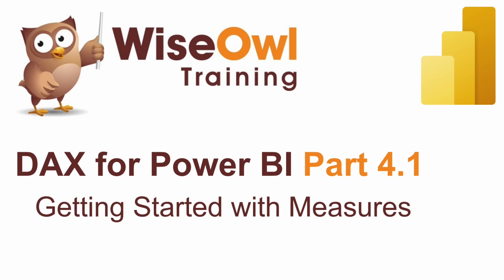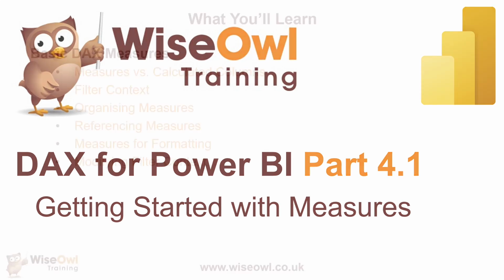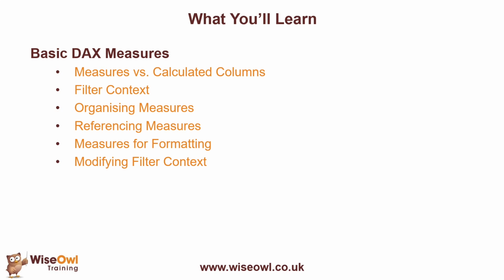In this part of the series we'll introduce some of the basic concepts of working with measures in DAX. We'll start with a quick comparison of measures versus calculated columns to see some of the key differences, and explain the all-important topic of filter context. We'll explain how you can organise the measures in your data model to make them easier to find and use. We'll explain how you can reference measures when you're creating new measures.